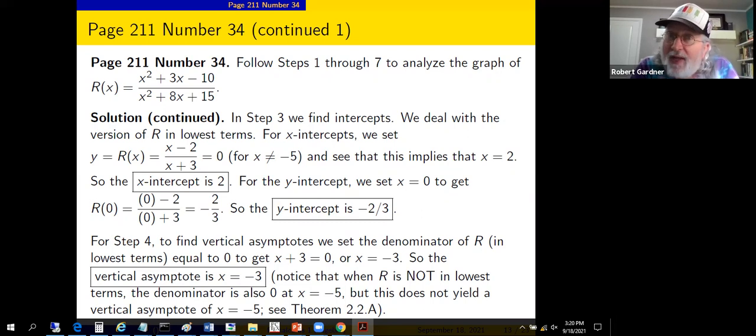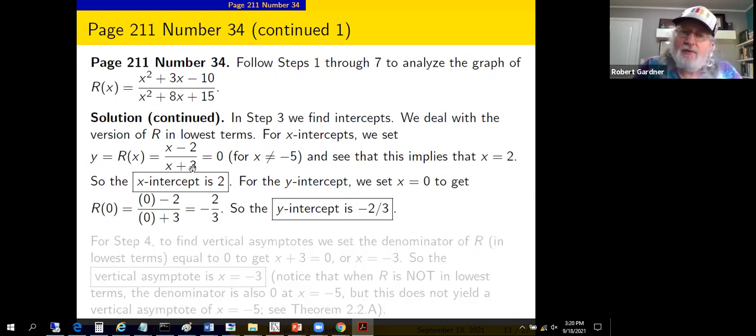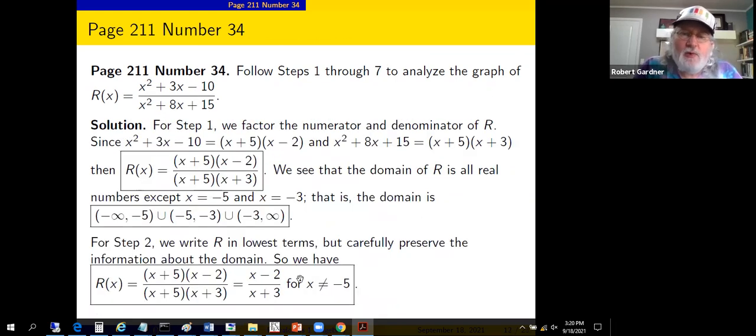but we don't have a vertical asymptote there because when we put R in lowest terms, we're not concerned with the x plus 5 in the denominator. Let's go back to the lowest terms. When we look at this in lowest terms, set the denominator equal to 0. This is the only thing that matters. The fact we get 0 in the denominator when x is -5, well, that's a bit of a different story. You find the vertical asymptotes by taking the thing in lowest terms and dealing with that.